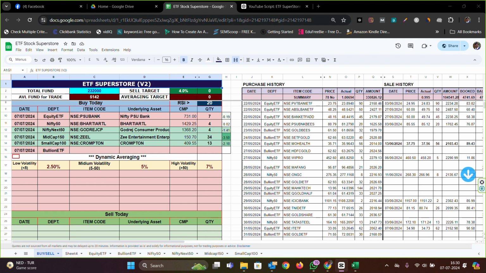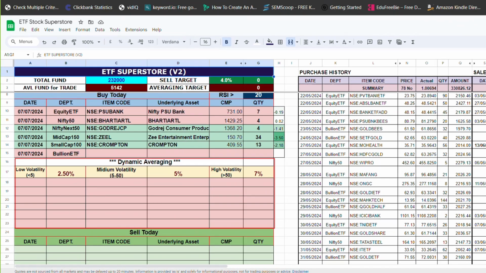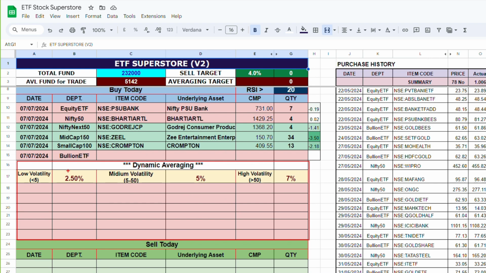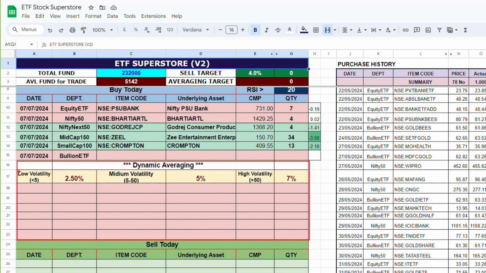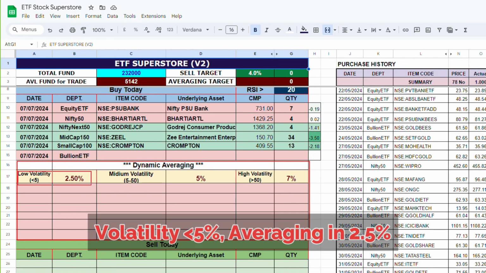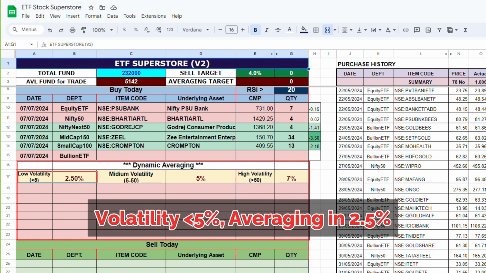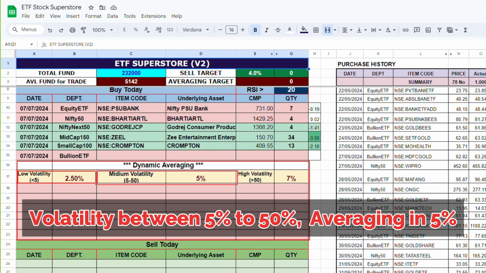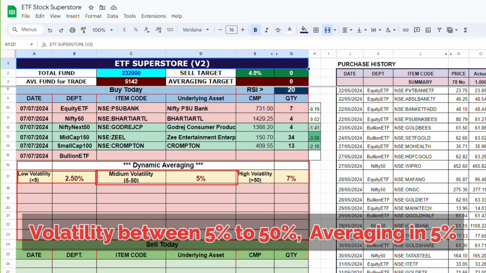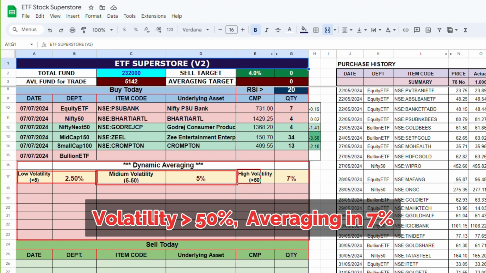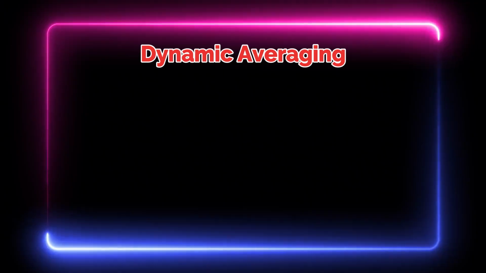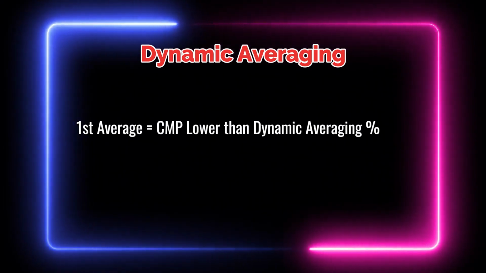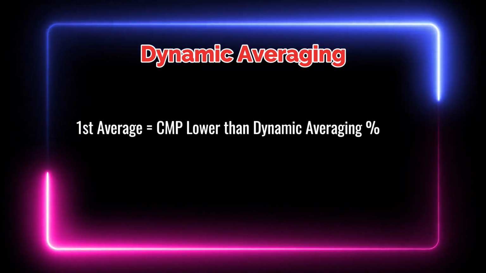In our ETF SuperStore, we use a dynamic averaging technique to optimize our investment strategy. Our formula sets the averaging buy threshold based on stock volatility. For volatility less than 5%, the average buy price is 2.5% lower than the original purchase price. For volatility between 5 and 50%, it's 5% lower. For volatility above 50%, it's 7% lower. The first averaging buy price is that percentage lower than the original purchase price.